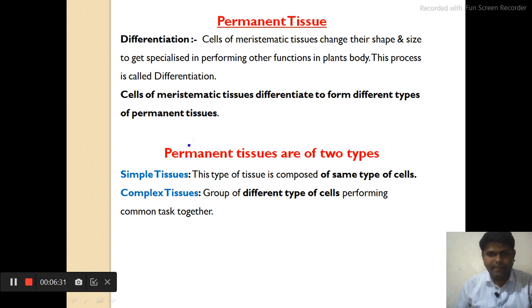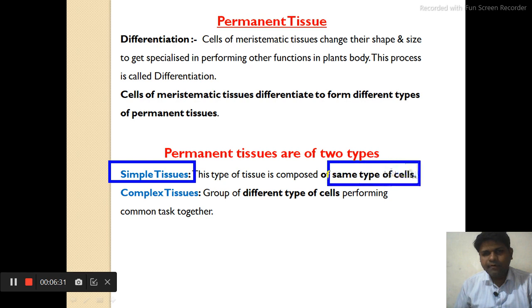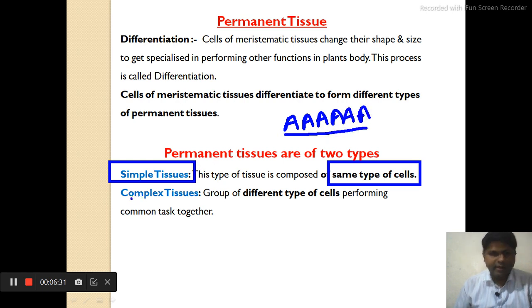Okay. So there are two types of permanent tissue. One is simple permanent tissue. What do you mean by simple permanent tissue? Simple permanent tissue is made up of the same type of cell. It means only one type of cell will be there, so in this permanent tissue all cells will be type A only. Okay. The second is complex tissue.